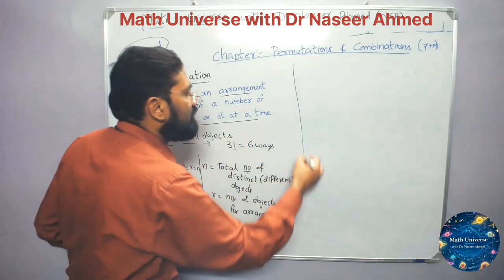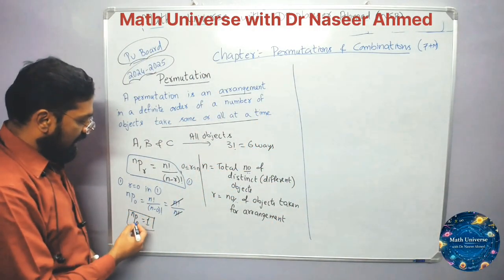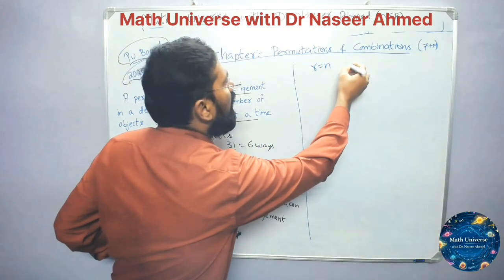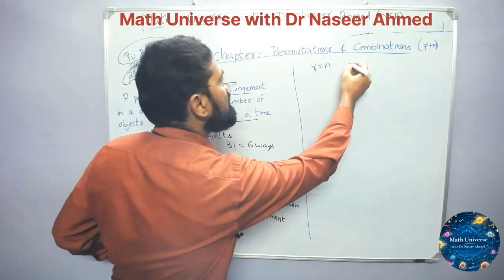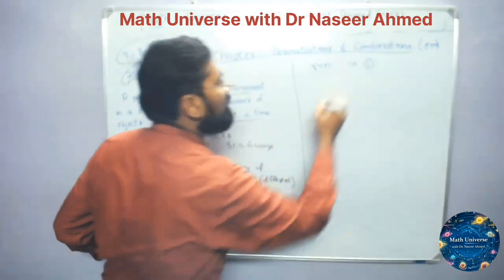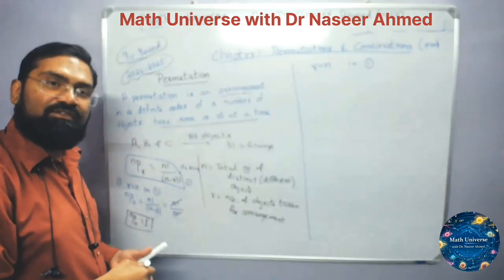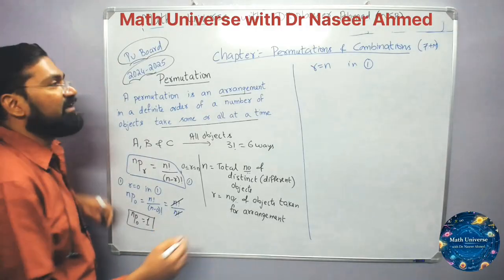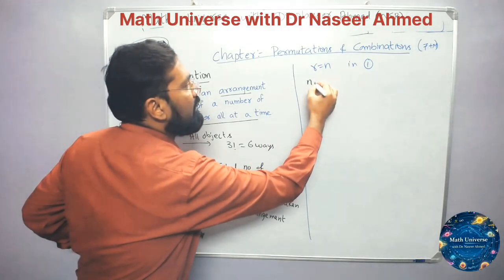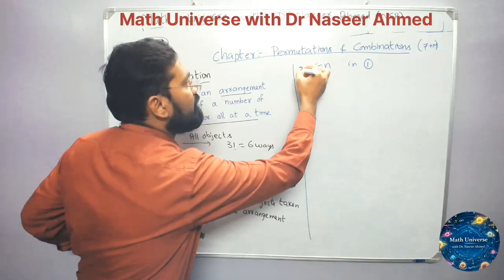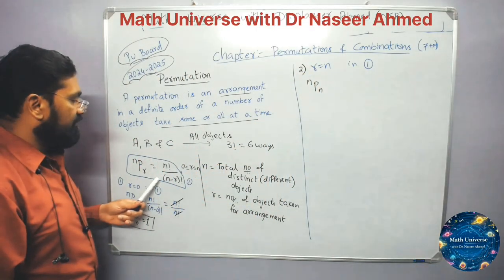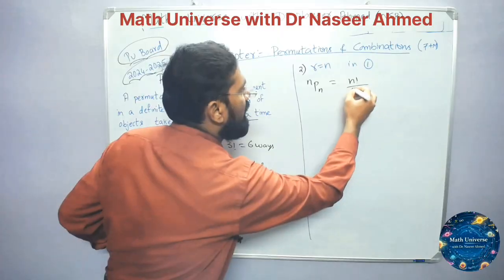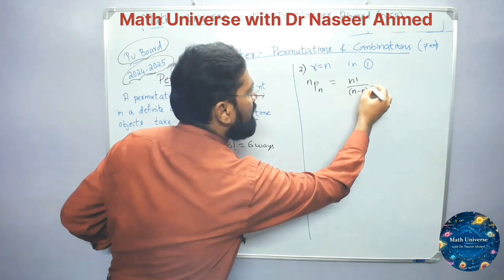Similarly, what if r is equal to n? That is, I want to arrange all the objects. Let us see, who will think before we solve? Already we have discussed this. If I put here nPn, this is our second point, nPn is equal to n factorial divided by (n minus n) factorial.